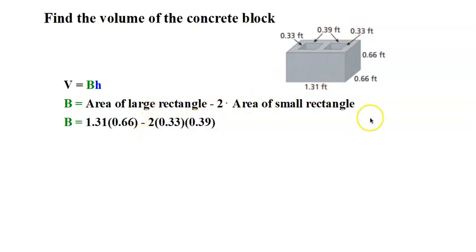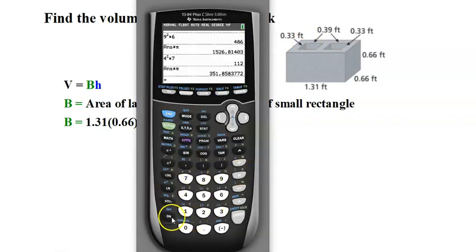So what we have is the area of the large rectangle, 1.31 feet times 0.66 feet, minus the two small rectangles, 0.33 feet times 0.39 feet. Let's go ahead and put that in the calculator.